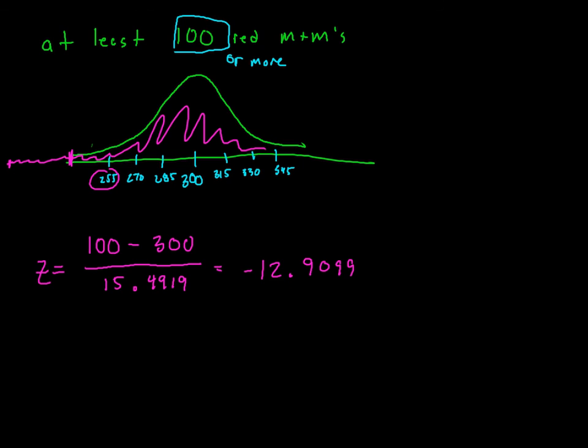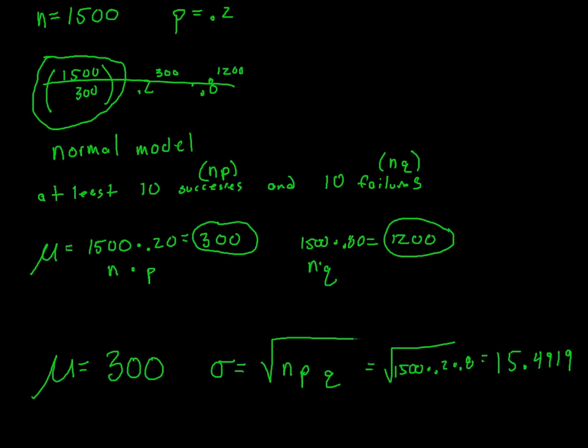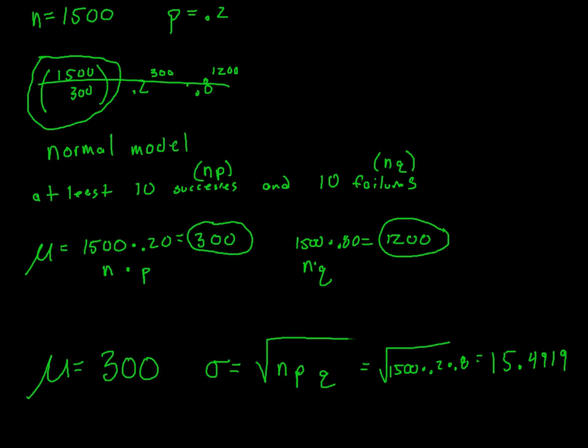Now remember, when can you use the normal model in place of the binomial model? You must have at least 10 successes and 10 failures in order to make that transition. If you don't have an expected 10 successes and 10 failures, you cannot use the normal model. It's just not a big enough sample size to support the normal model.